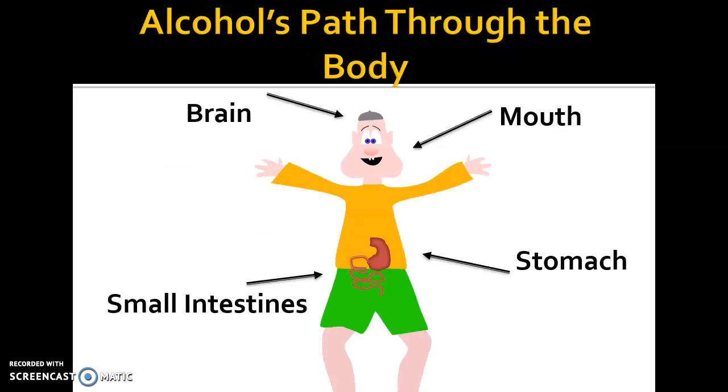This is how alcohol moves through your body and how it is absorbed. A little bit of alcohol is absorbed in the mouth, and then it travels to the stomach where a little bit of alcohol is absorbed through the walls of the stomach. Most of the alcohol, of course, is absorbed in the small intestines. As soon as it is absorbed through the small intestines and into the bloodstream, it hits the brain in a matter of minutes.